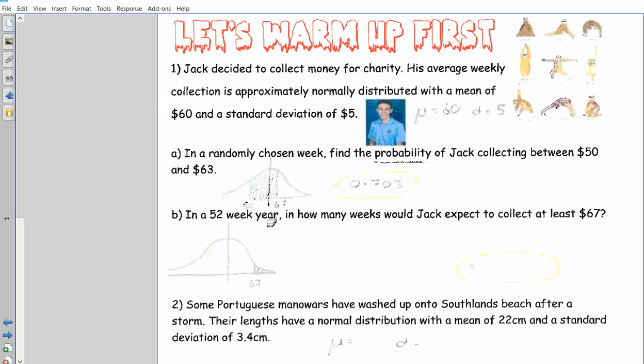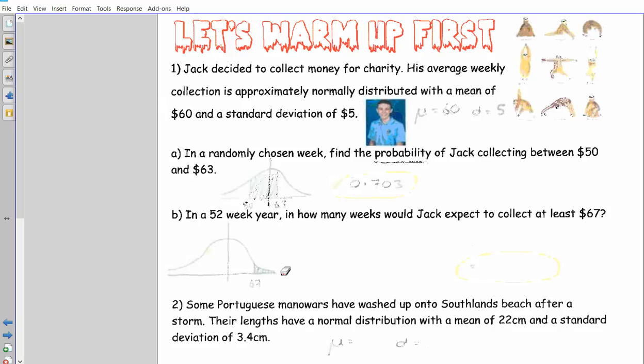In a 52-week year, in how many weeks would Jack expect to collect at least $67? Okay, so this, remember, is his weekly collection. So this is like an expectation kind of problem. We've got to calculate the probability first and then multiply it by 52 to get how many weeks. So at least $67. So if you were to draw the curve, it would be a little curve like this. And the mean is at 60. So $67 would be to the right. So at least $67 means $67 or greater.